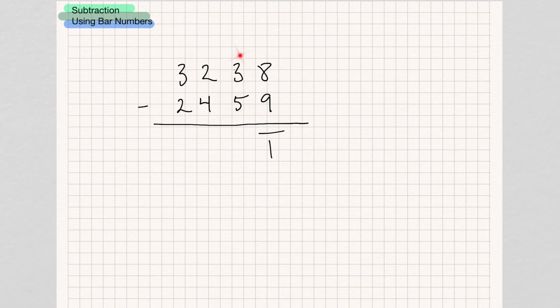Okay, same with this column, 3 minus 5. We can't do 3 minus 5 without crossing out and borrowing. So instead of 3 minus 5, let's do 5 minus 3. 5 minus 3 gives us 2. And we'll put a bar above it.